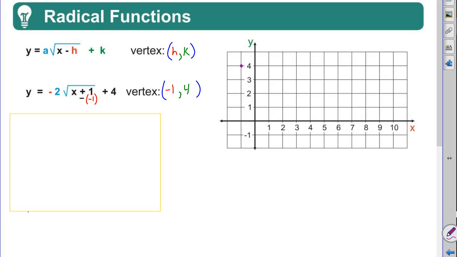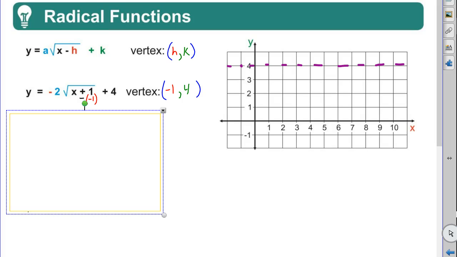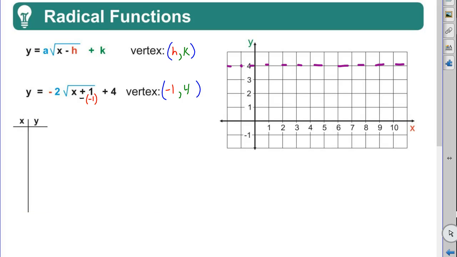So how are we going to do the rest? Well, we've got a -2, so I know that this thing is going to be reflected about the line y equals 4. So it's going to come down, and the 2 says it's going to happen relatively quickly. The rest is an XY chart.